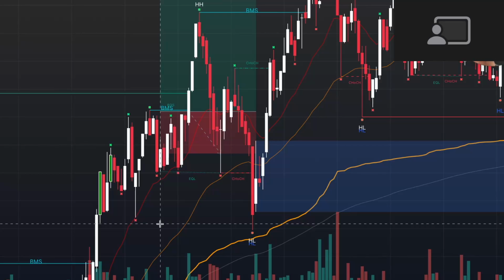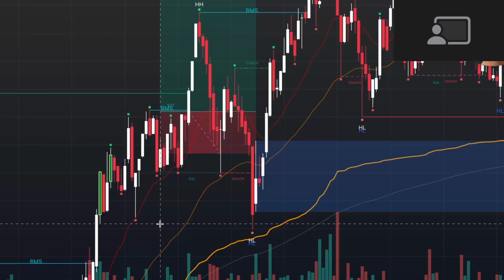Now that we know we have our 1 hour demand, we have 15-minute demand or 15-minute fair value gap and demand, our high time frames are aligning. So now we drop to our entry time frame, and that is where you need to wait for things like patterns, candlestick formations, different things like that.